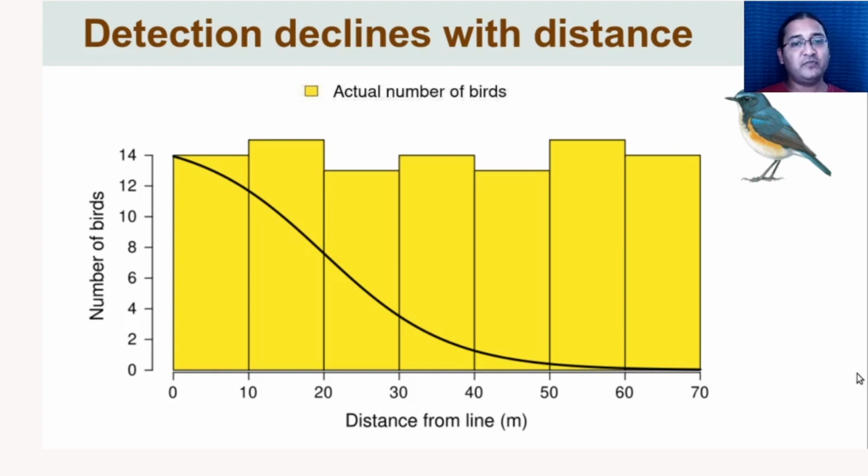And as you move farther and farther away from the line, the detection probability of birds comes down. So very close to the line, if the bird is on the line, you're much more likely to see it or hear it. And as you move further away from the line, the number of birds that you see, even though the actual number of birds is the same, will come down with distance from the line.